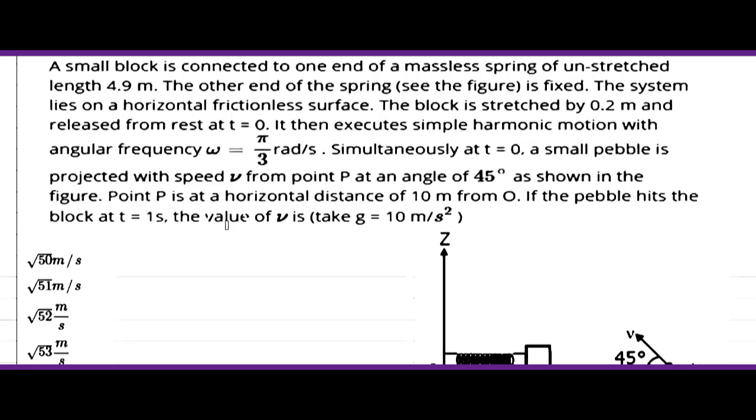So basically this block has been stretched by 0.2 meters from its mean position, and then it is being released and it is performing an SHM with omega pi by 3. And at the same time, t equals 0, a small pebble at P has been projected with a speed v at an angle of 45 degrees.